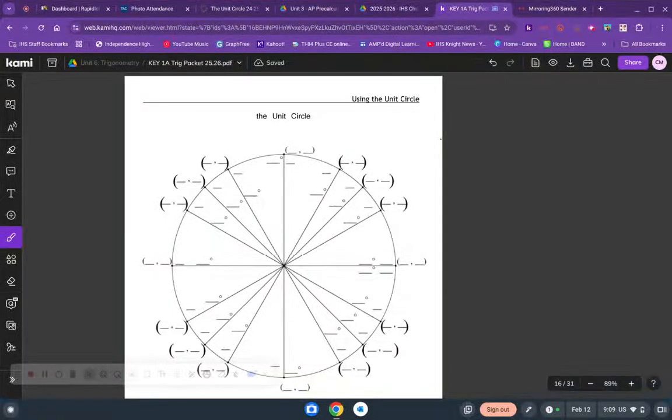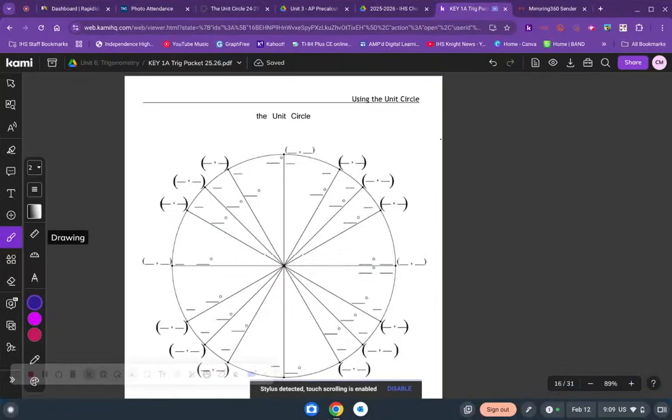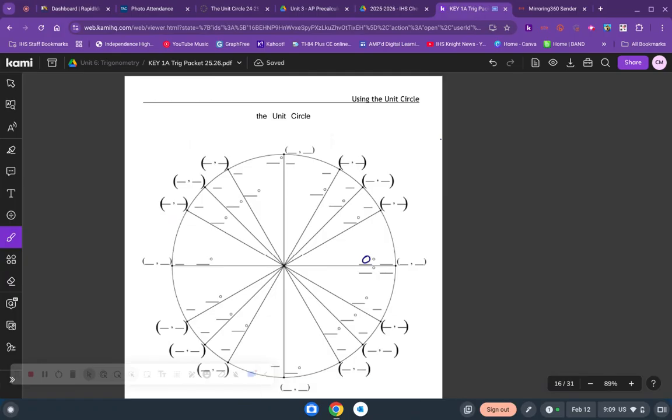There we go. So starting over here on the right side, we're starting with 0 degrees. And we move in a counterclockwise direction. So 0, 90 degrees is up here at the top. And then far left side, 180 degrees. Down at the bottom, 270 degrees. And one full rotation around the circle, 360 degrees.